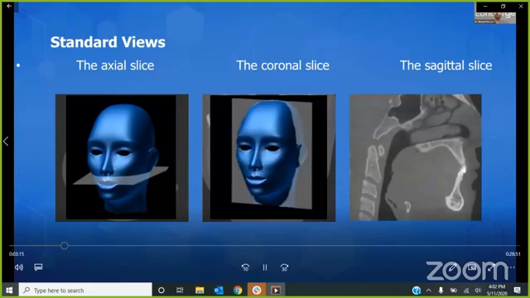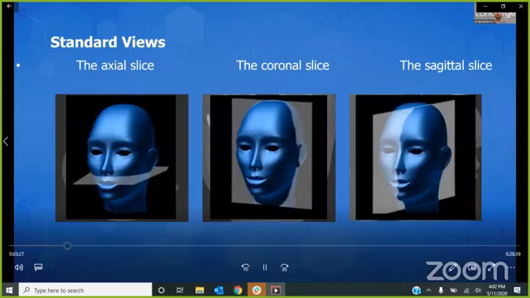And then, of course, you're going to have the sagittal view, which is going to be your left and right. So mid-sagittal plane is going to be in the center, and you're going to be able to go left and right from there.